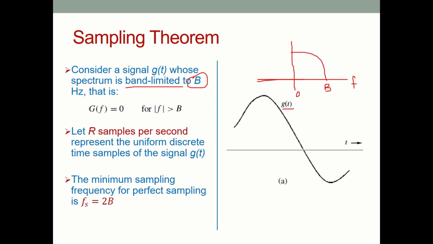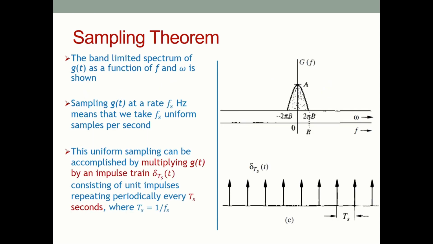Now let's say R samples per second represent the uniform discrete time samples of g(t). So when we sample this g(t), let's say the rate is R samples per second. From the Nyquist criteria we know that the sampling rate, the number of samples per second, should be twice the bandwidth of this signal. Basically the Nyquist rate says that the sampling rate should be twice the maximum frequency. In this case the maximum frequency is B.